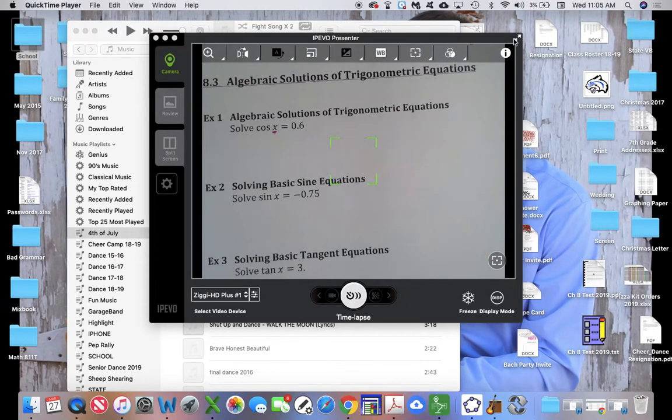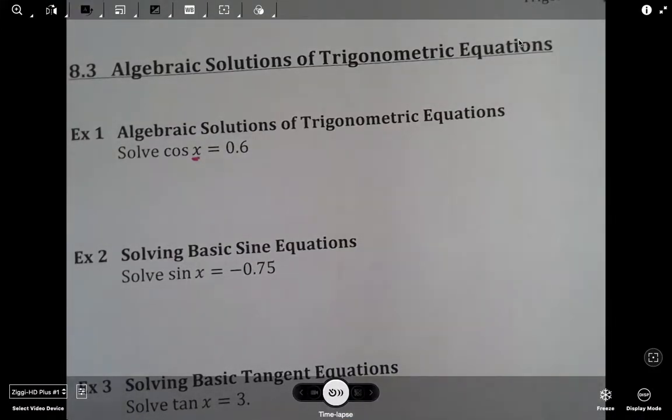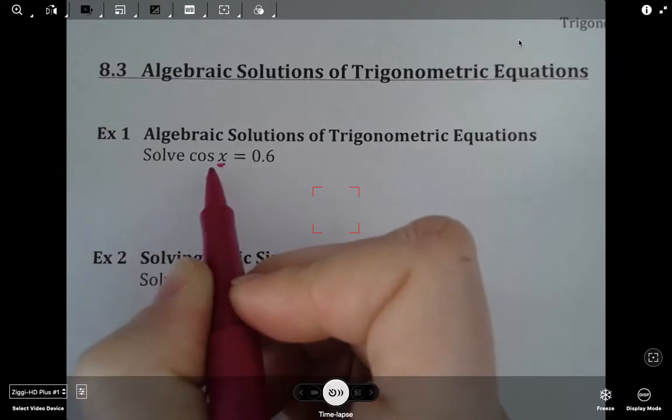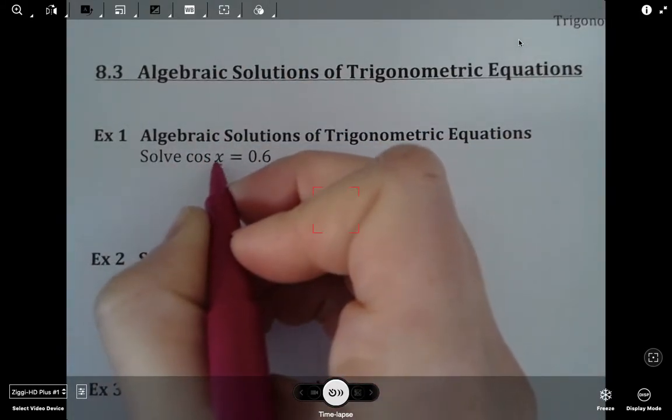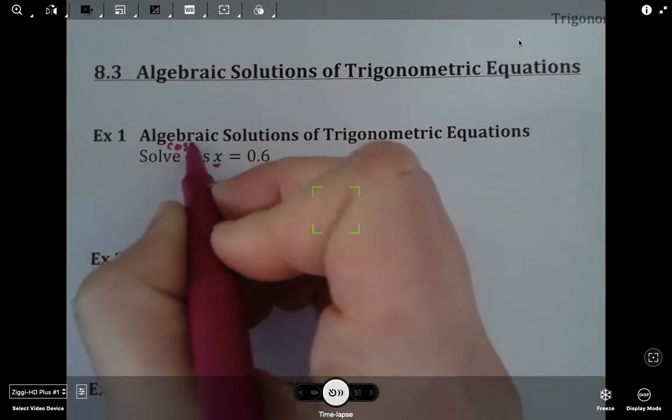Solving these problems, and example 1, 2, 3. Let me shut the sound off. Example 1, 2, 3 are going to go by really, really fast. Okay, so cosine x, you already know how to solve this. I want to get rid of the cosine, keep the x. The x is trapped inside of cosine. So how do I get rid of the cosine? I do the inverse cosine.